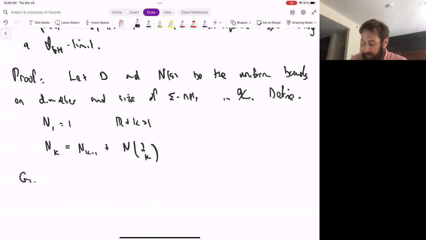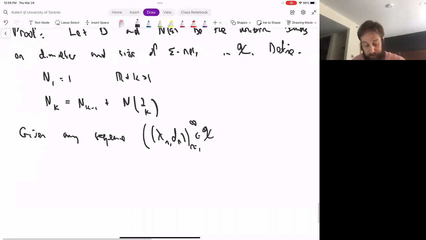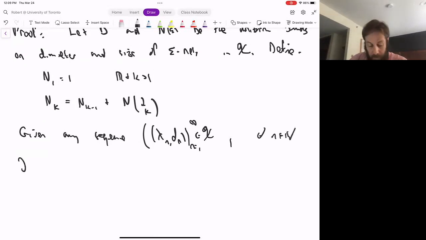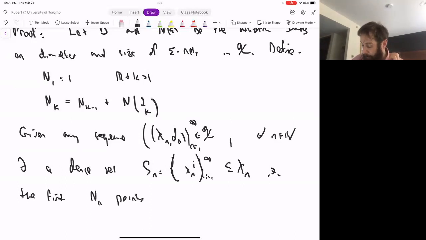And so given any sequence of metric spaces, for every natural number, there's going to be a dense set, I guess I should put brackets because it's an ordered set, in Xn, such that the first nk points in S form a 1 over k net.